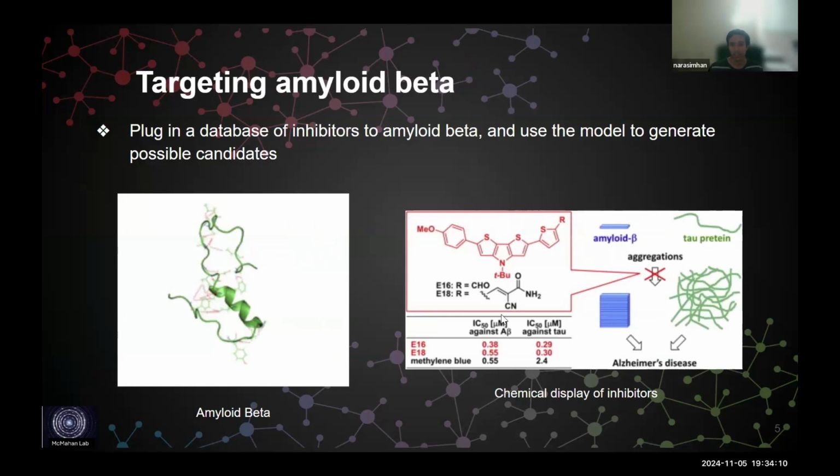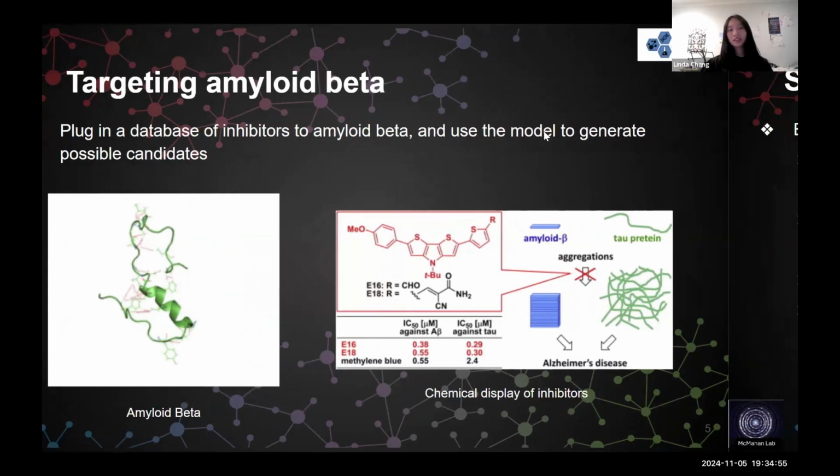Okay, so to target amyloid beta, what we want to do is basically plug in a database of inhibitors to amyloid beta and use the model to generate possible candidates. So we would use the generator to create fake data based on the database of amyloid beta inhibitors, and based on that data, it'll generate new molecules which could actually also inhibit amyloid beta.